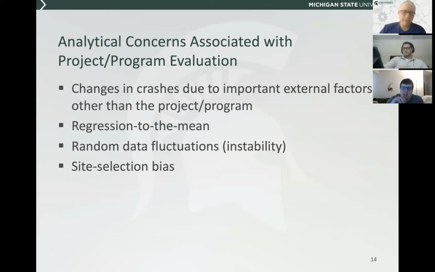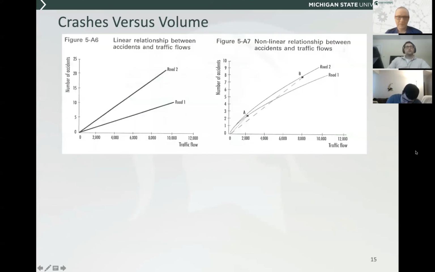Okay. And then there are also random data fluctuations, as is going to be true with any sort of random variable in statistical analysis. And then another big concern we'll conclude with is site selection bias. And so we generally try to select the sites that are highest risk for these countermeasures. And so typically that doesn't necessarily give us the most reliable estimate of how effective those treatments are on average, as we'll get to in a minute.